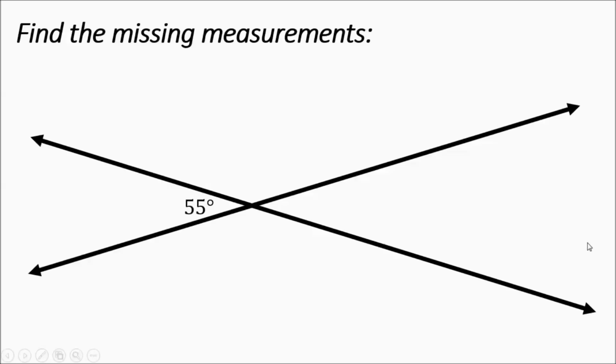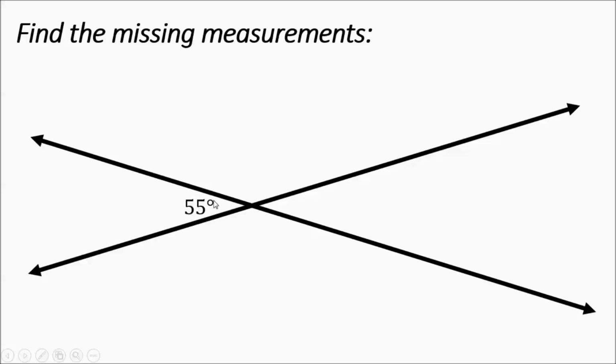So now we're going to apply what we've just learned. We're going to figure out some of these missing angle measurements. They give us this picture. They give us that this angle is 55 degrees. We're going to figure out the other angle measurements. Now some kids are going to want to say, oh, I'm going to get my protractor and figure these out. You don't want to use a protractor. You want to use the information given to you in the picture and then take it from there.